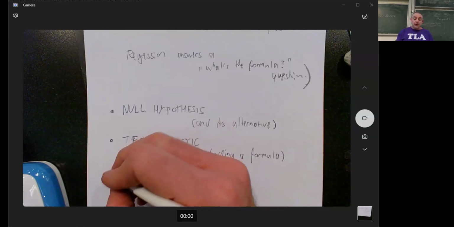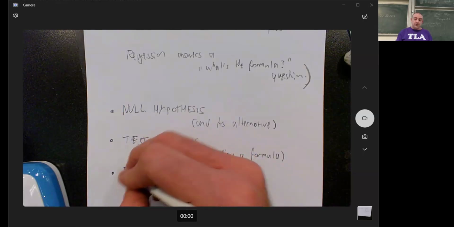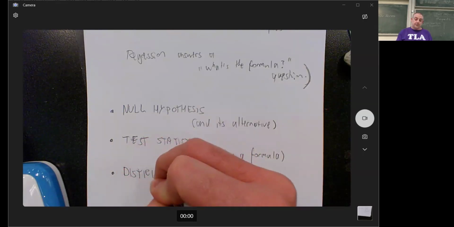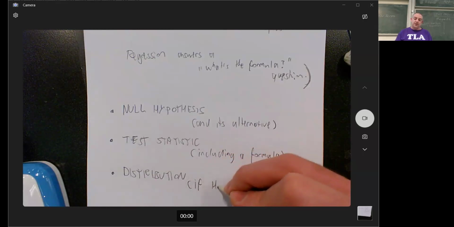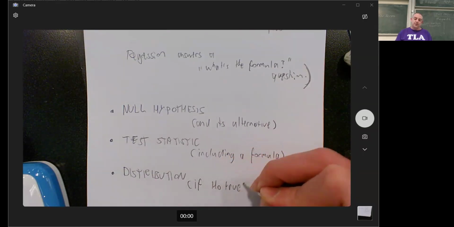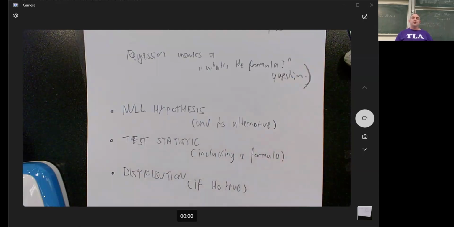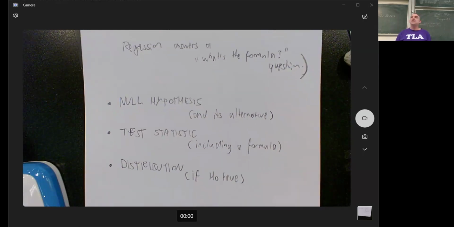And that test statistic will have a distribution. Technically, it's the distribution if the null hypothesis is true. It has a different distribution if the null hypothesis is false, but that's not important. We're saying, what if the null hypothesis was true? What would happen then? And so we run down that road. So these three things are all part of a hypothesis test.